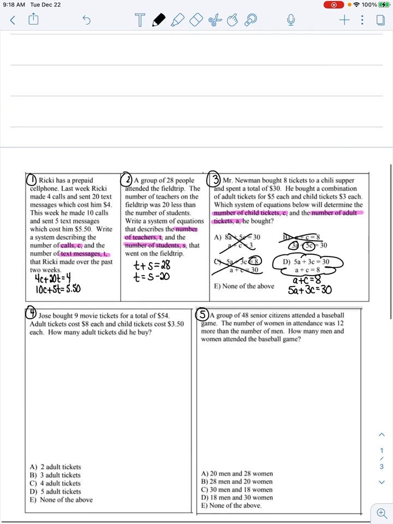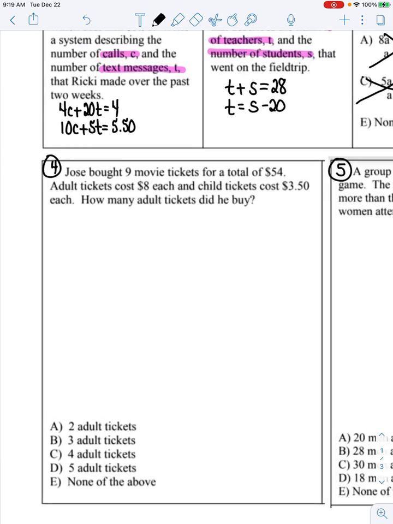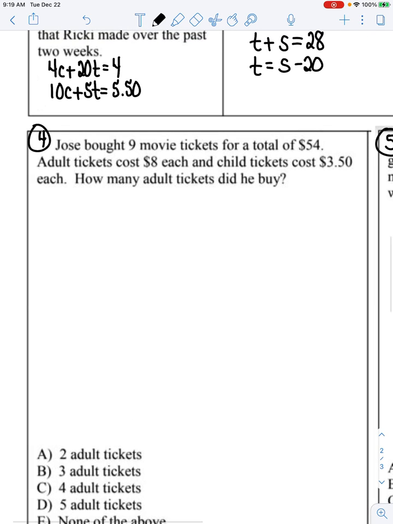So that's how you actually write the system. Now let's answer some questions with systems. Look at number 4. Jose bought 9 movie tickets for a total of $54. Adult tickets cost $8 each. Child tickets cost $3.50 each. Here's the question. How many adult tickets did he buy?